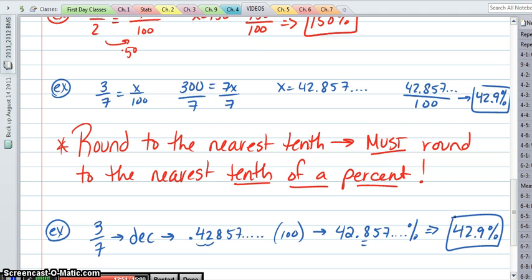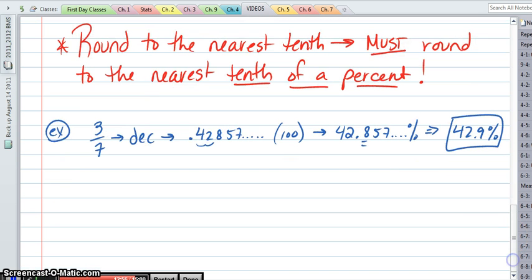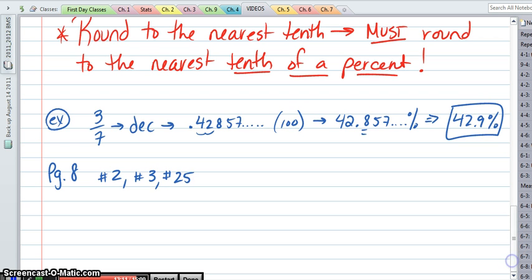Okay, let's see. I would like you to get out page 8 and just do a little bit of practice. I'm going to give you some of the tougher ones. So I'd say number 2, number 3, and number 25. Again, use your notes to help you with these, and hit pause when you're ready to see the solution. Hit unpause. Okay, so I'm assuming you've got it.